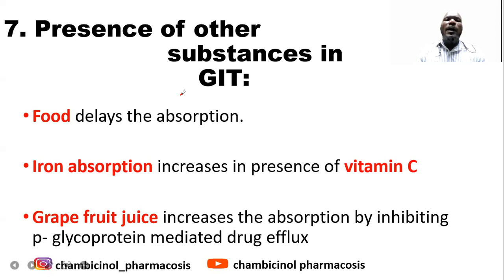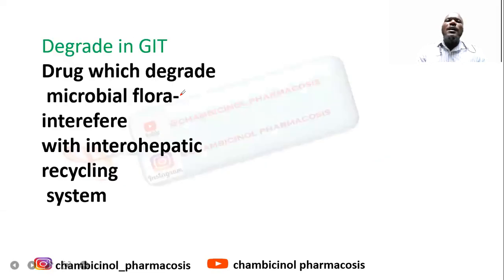But also, in the intestine, we said that we have the P-glycoprotein pump, which has a tendency to inhibit the absorption of the drug by causing an efflux mechanism. For this case, you have to take it with another substance, for example grapefruit juice, which tends to inhibit the P-glycoprotein pump and increase the absorption of the drug. So it is very important to put these substances into consideration when you talk about the absorption of the drug.